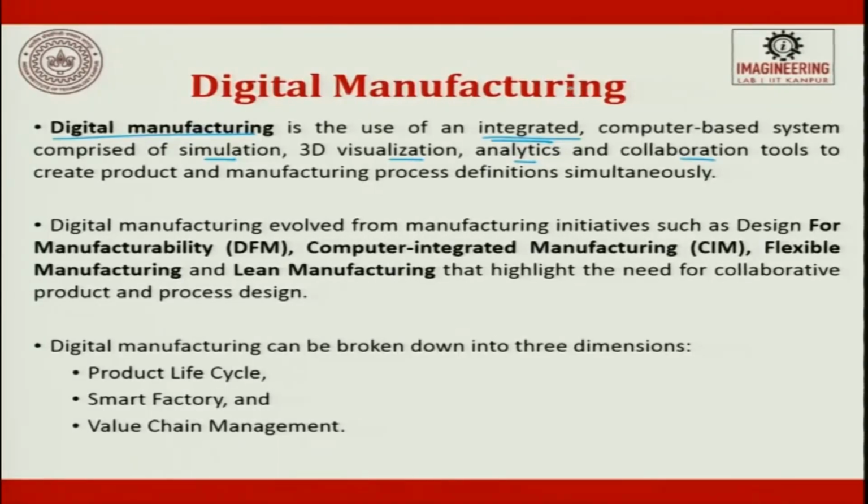When agile manufacturing was there, it was talked about in terms of philosophy. It was not implemented much. But today when we talk about smart manufacturing, that is implemented. In the same way, digital manufacturing, it is not that it just erupted right now. It was there for a long time. It evolved to digital manufacturing. The manufacturing initiatives such as Design for Manufacturability, DFM, Computer Integrated Manufacturing, Flexible Manufacturing, Lean Manufacturing, highlight the need for collaborative product and process design. So this is all part of design manufacturing, DFM, Design for Manufacturability.